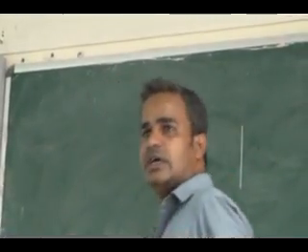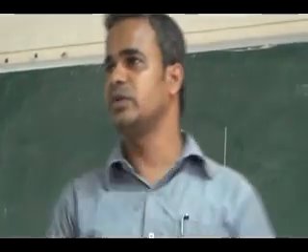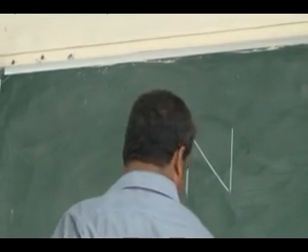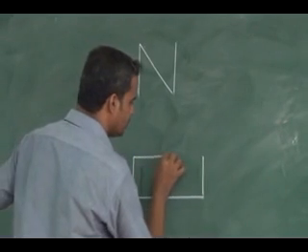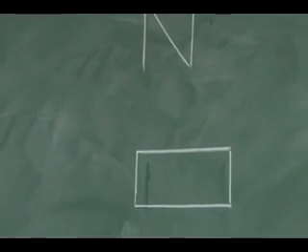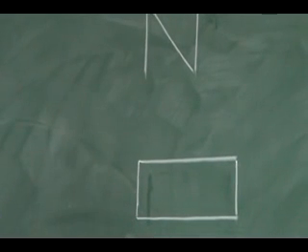Suppose I have a vertical line like this, another vertical line. If I join these two vertical lines with a slant line, what do you call this? This is N, right? Similarly, I can draw two vertical lines like this. These two vertical lines I can join with two horizontal lines like this. What you call it now is a rectangle. Right? It is a geometry. This is a letter in English. This is a geometry in engineering graphics.